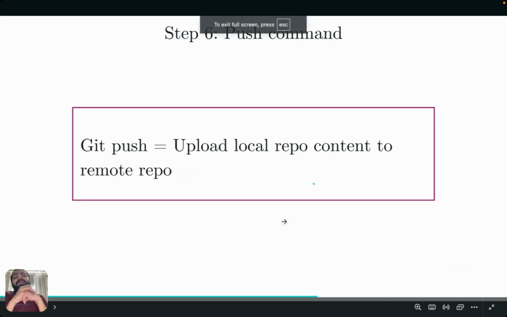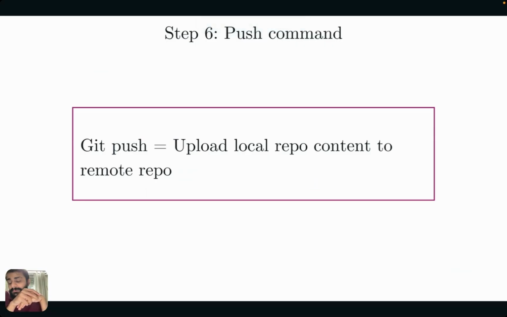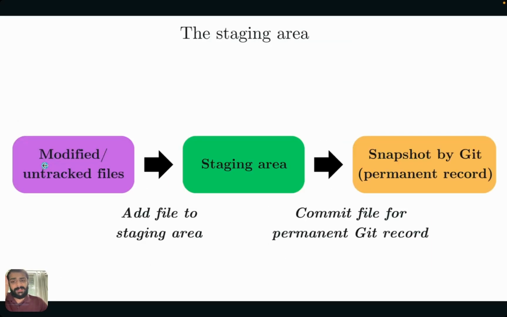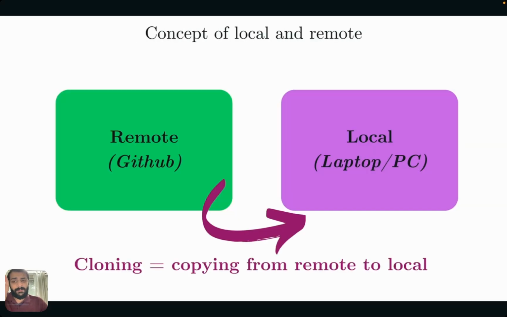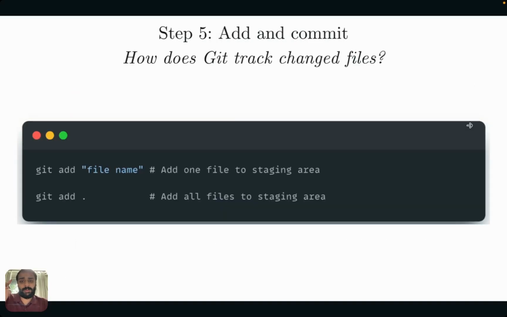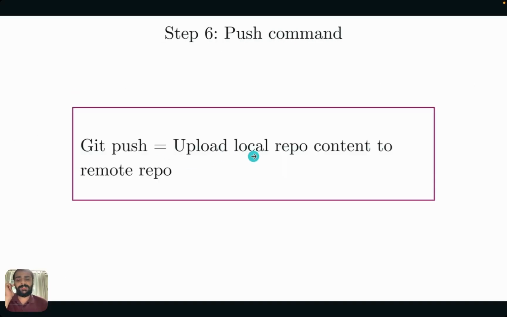So until now, we have added files to the staging area, we have committed the files, and a permanent record has been maintained by Git. But all of these files are still in my local machine. I want to upload local to remote. So let's look at this diagram again. Git clone is from remote to local, right? Git push is from local to remote. I want to upload the changes from my local laptop to the GitHub website, and that's where git push comes into the picture. So git push uploads the local repository content to the remote repository.